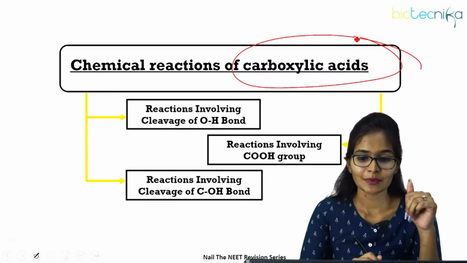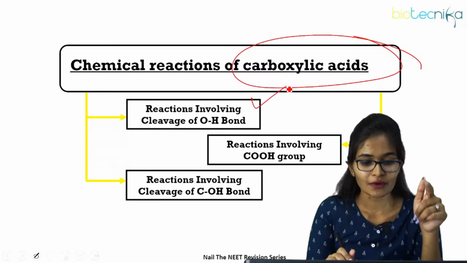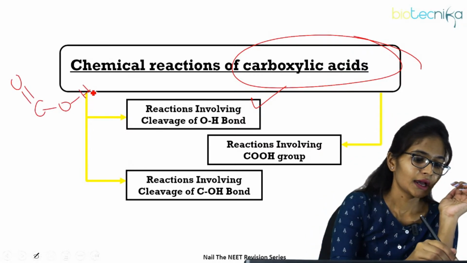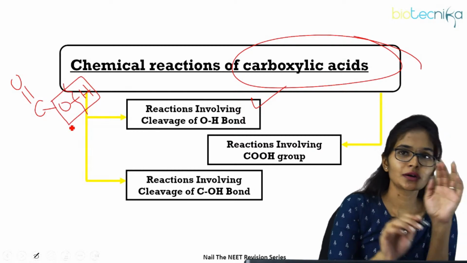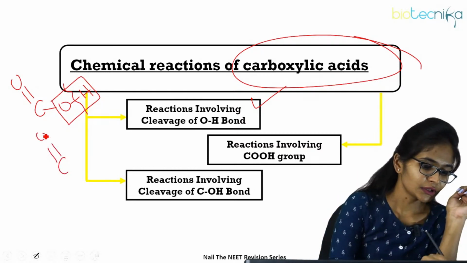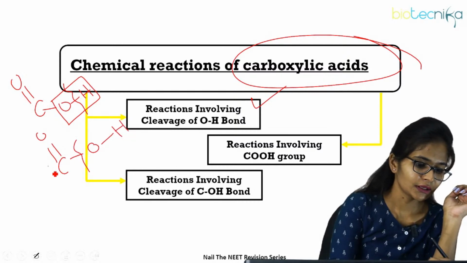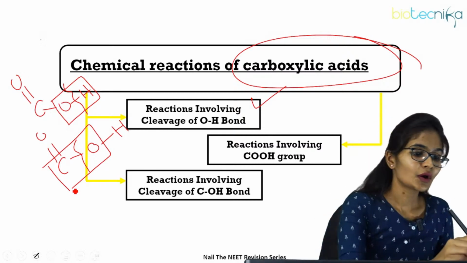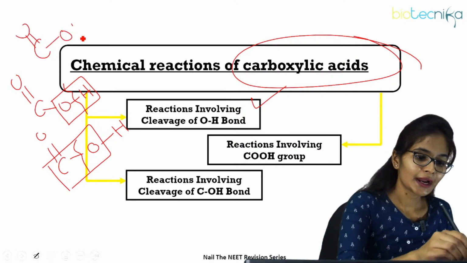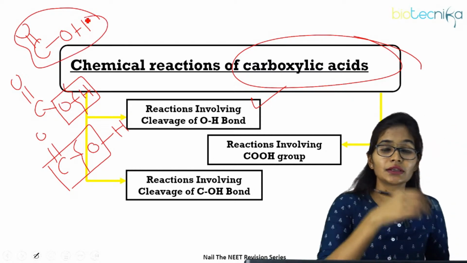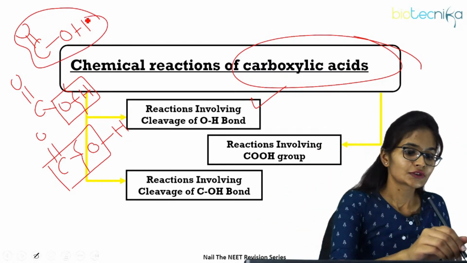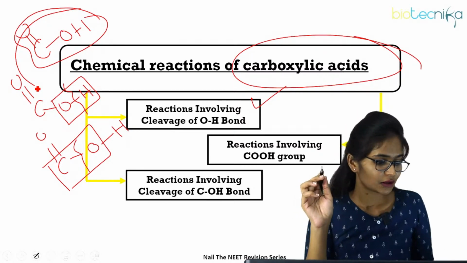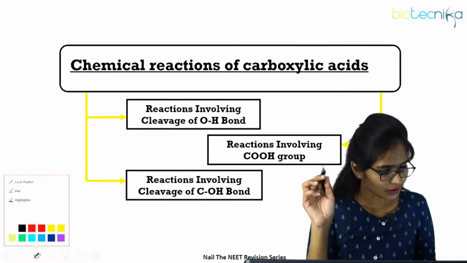Okay, and now coming to the carboxylic acid, so three categories we can have. One is whenever you can see carboxylic acid, where you have either oxygen-hydrogen bond breaking or else carbon-oxygen bond breaking. So I am just mentioning it in a bracket. And now another type where overall the carboxylic acid might be involved in order to change into another functional group. So these are the three categories we can say with respect to the chemical reactivity of carboxylic acid.